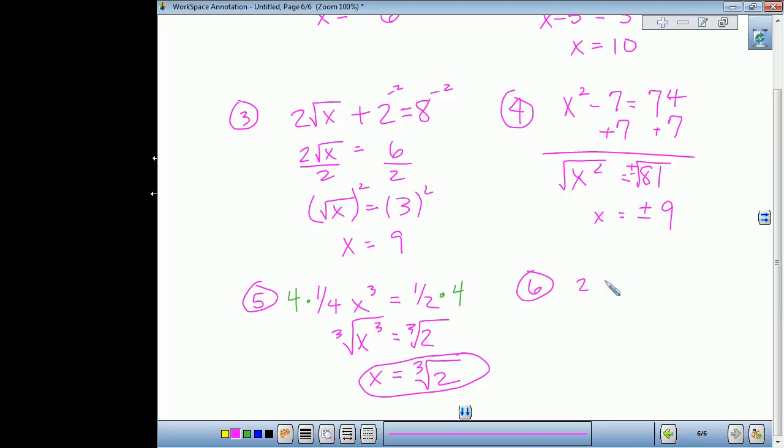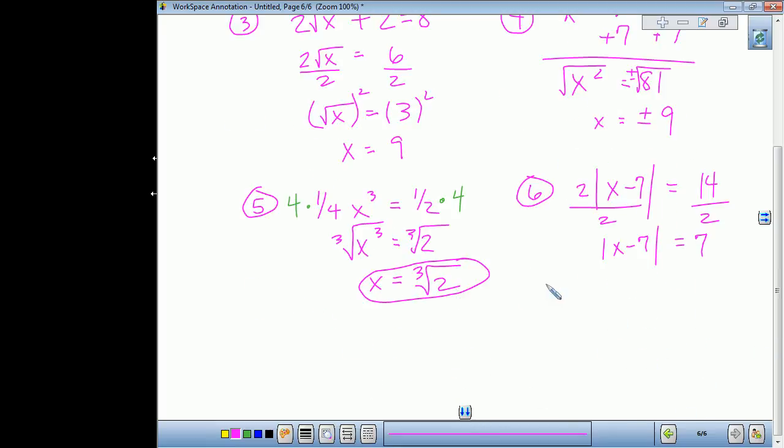All right, number 6, our first absolute value. Now, absolute value, like quadratics, will have 2 answers, if they have any. So the first thing we do is isolate the absolute value. Now we know that all of this stuff can equal positive 7, or all of this stuff can equal negative 7, so we'll break it up.